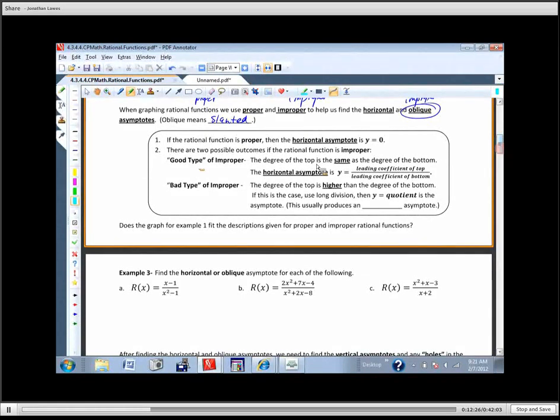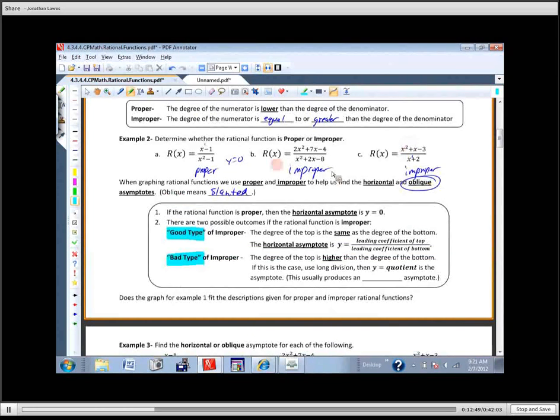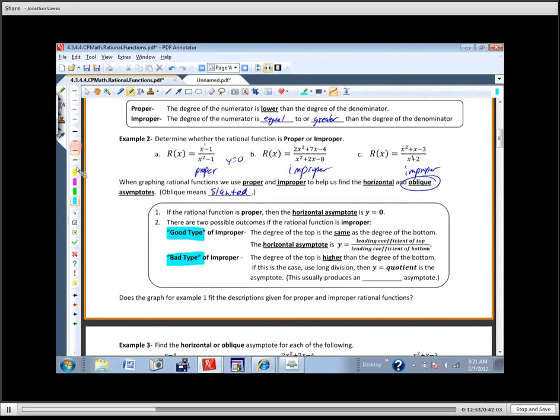So there are 2 possible outcomes when we're dealing with rational functions that are improper, okay? They're what I call the good type and the bad type of improper, okay? The good type is just as easy as if it were proper. So if it's the good type of improper, the degree of the top is the same as the degree of the bottom. So let's take a look at these 2. They're both improper. Which one is the good type? B. This is the good type of improper. What's this one? This one's the bad type.